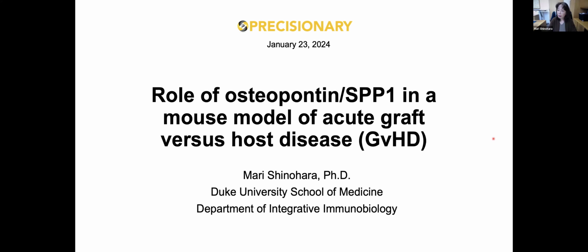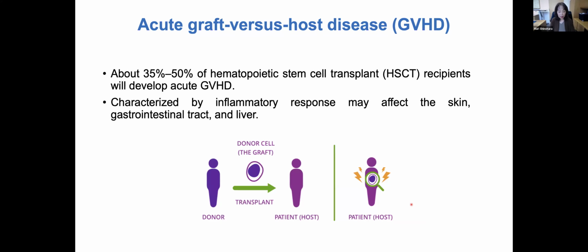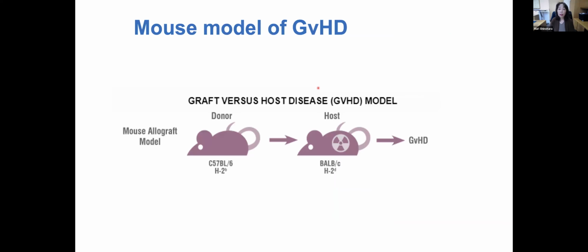So let's go to the next slide. Okay, just a quick introduction about GvHD, particularly in the model I'm going to show today. This is an acute GvHD disease model. It's already known that acute GvHD can be seen in 35 to 50% of hematopoietic stem cell transplant patients. It's also characterized by an inflammatory response, which affects the skin, gastrointestinal tract, liver, and really many other organs in the body. So the model we are going to use today is a mouse model of allograft transplant.